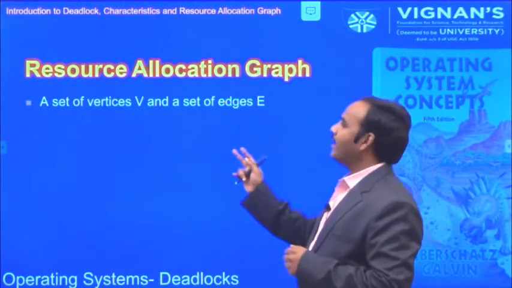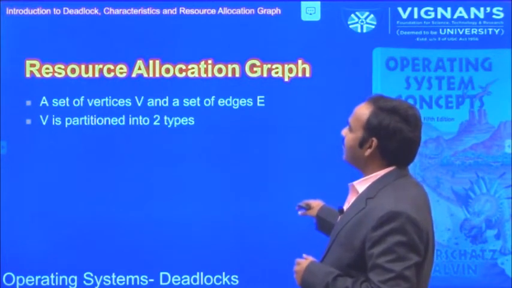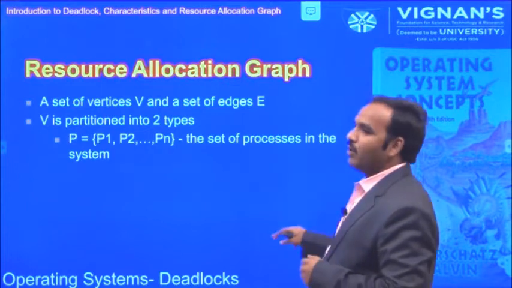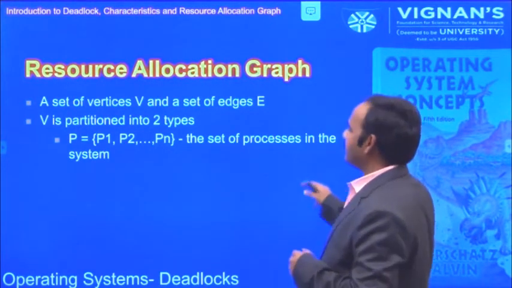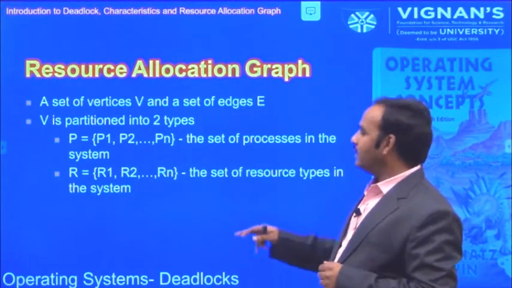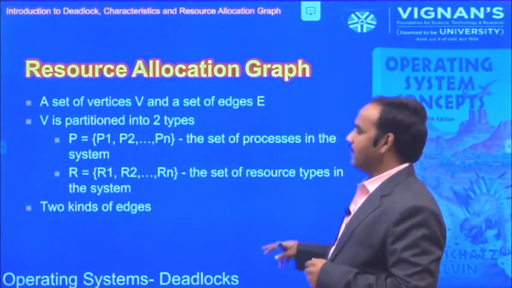In this graph, there is a set of vertices V and a set of edges E. There are two kinds of vertices. V is partitioned into two types. One is P1, P2, Pn, the set of processes in the system, and another one is R. R is R1, R2, Rn, the set of resource types in the system.